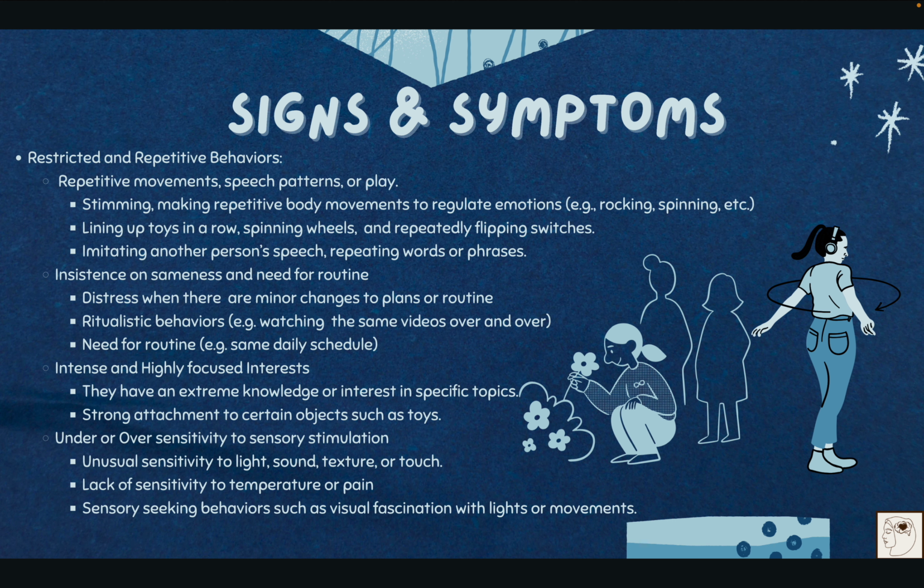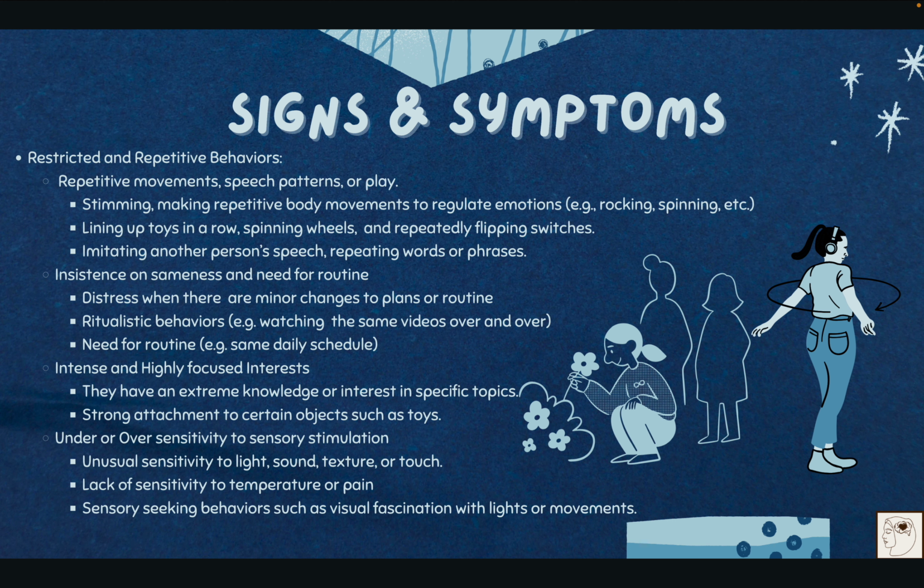The second one is insistence on sameness and need for routine. They usually are distressed when there are minor changes to their plans or routines, and they usually have ritualistic behaviors such as watching the same videos over and over again. They have a need for routine, so they must have the same exact daily schedule. The third one is intense and highly focused interests. They have an extreme knowledge or interest in specific or niche topics, and a strong attachment to certain objects, for example, toys.